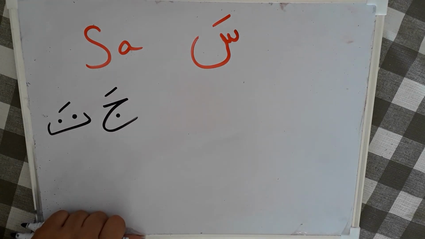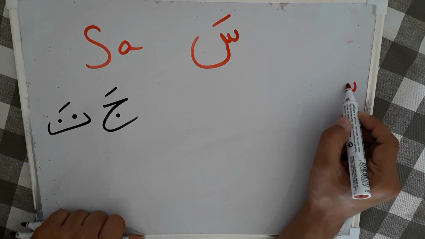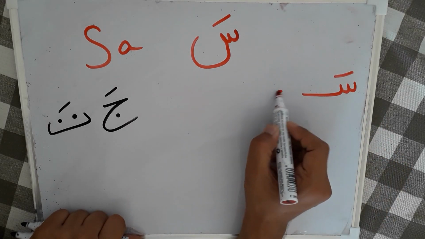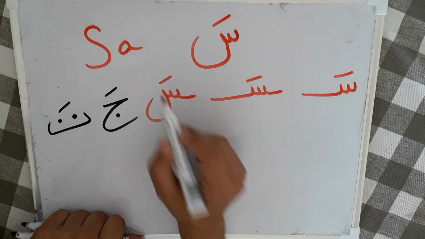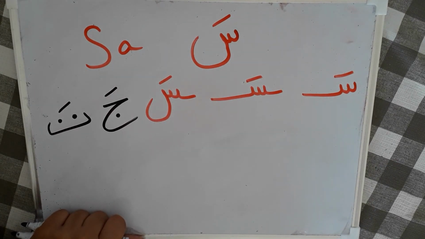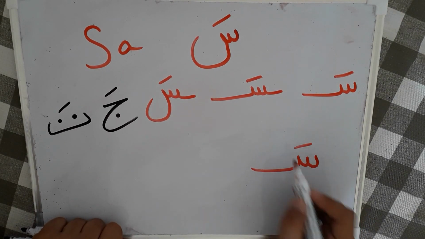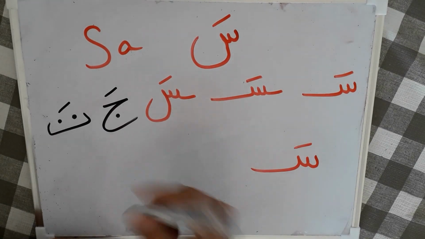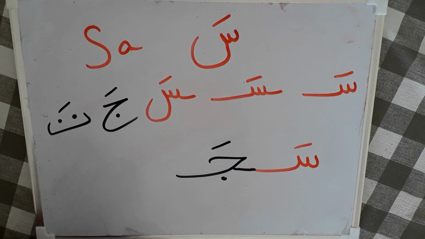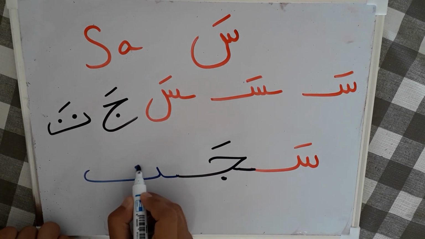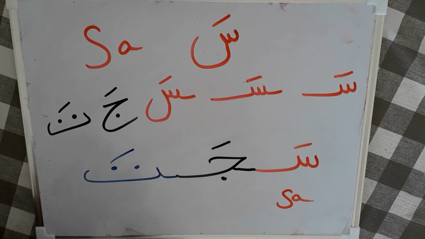Let's see some crazy words that don't have any meaning. First, Sa in the beginning of the word, Sa in the middle of the word, Sa in the end of the word. So the first crazy word will be Sa, Ja, and finally Ta. Sa, Ja, Ta.